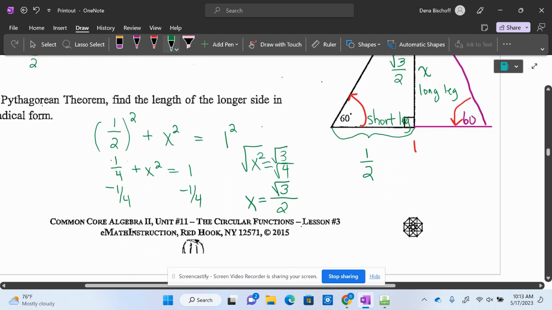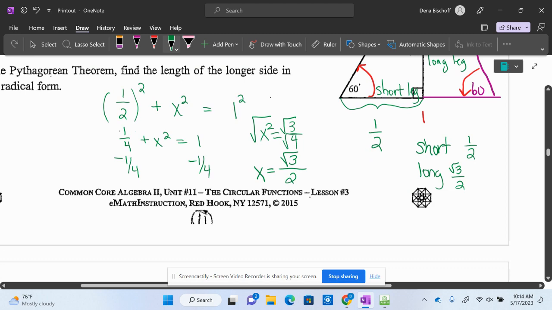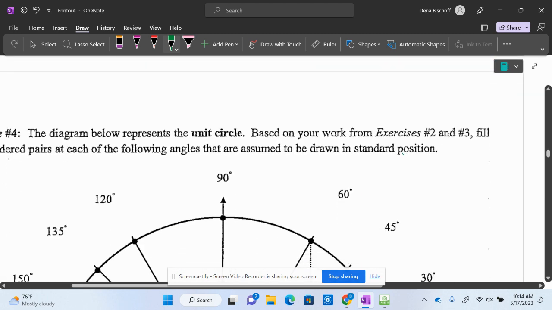So this is how I remember these. I just say it to myself out loud to remember it. Short leg has a measure of 1/2. Long leg, square root of 3 over 2. Okay, so let's move on to the unit circle.